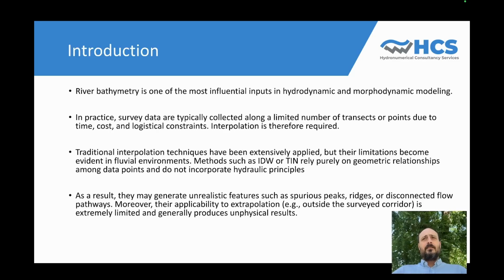A number of methods exist to do that, but most often people use typical general purpose methods, such as inverse distance weighting or TINs. These methods use purely geometrical relationships and do not have any notion of hydraulic principles, let's say. So when you apply them to river bathymetries, you typically get a lot of unrealistic features, such as peaks, ridges, and discontinuous flow pathways. And besides that, these methods do not work very well if you try to extrapolate beyond the points you already have, so their capacity for extrapolation is very limited.